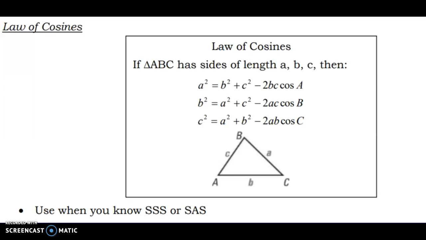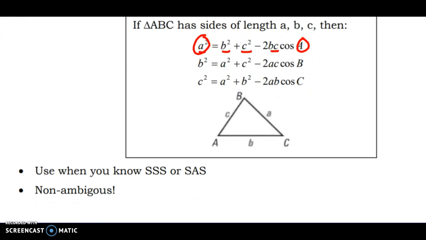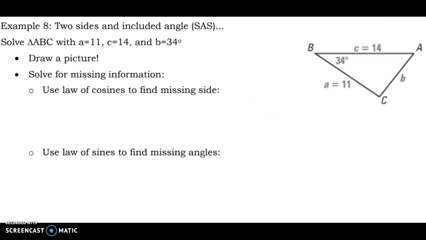For law of cosines, you're going to follow a pattern. It is side squared equals side squared plus side squared minus 2 times the sides on the right, cosine of the angle that matches with your side that was on the left side. We're going to use the law of cosines for side, angle, side, and this is non-ambiguous, which means we're going to have an answer, no two triangles or no triangle.